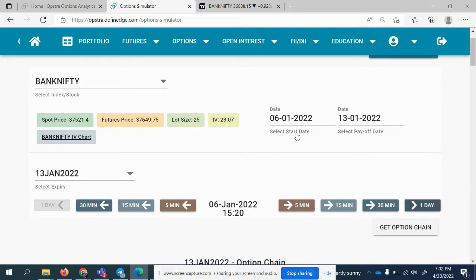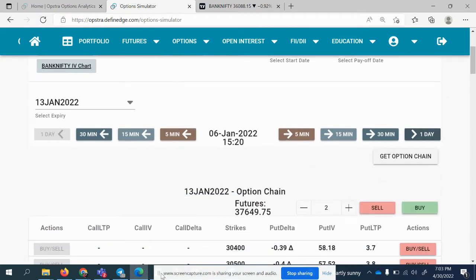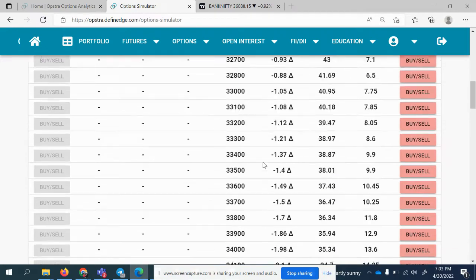So let's take a view of the market. We deploy the 1 is to 1 is to 2 ratio spread if we have a view of sideways to mild bullish. It should not be super bullish. So my view is the market will be sideways to mild bullish. You know the logic of deploying the ratio spread. The market stands at 37,700.